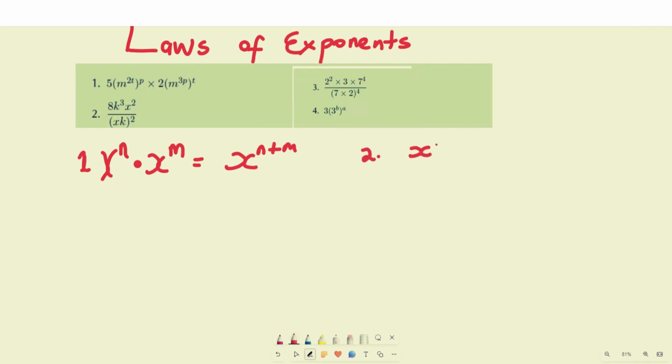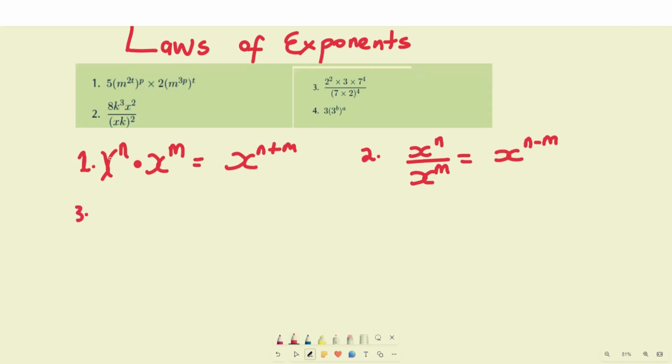I have x to the power n over x to the power of m. In this case, I still keep the same base, which is x, and then I have to minus the exponents now because I'm dividing. So when you divide, you keep the same base and then you minus the exponents. Okay. Then now let's do rule number 3.